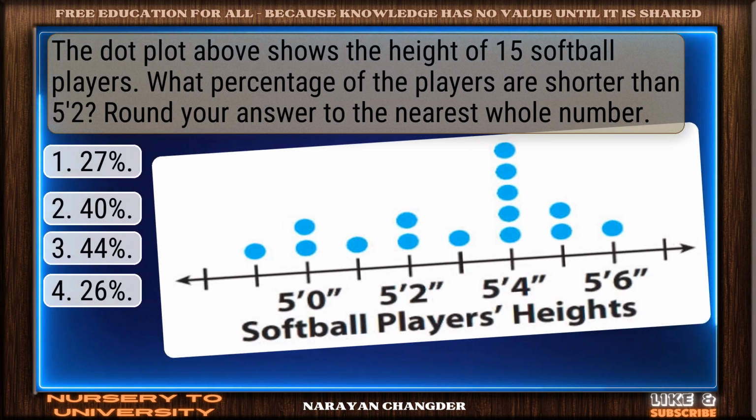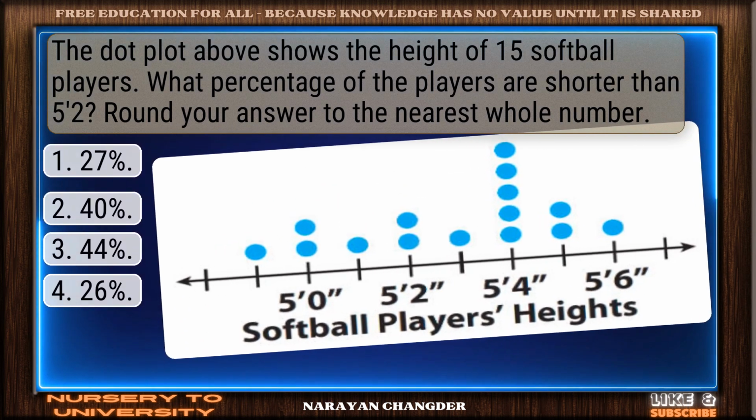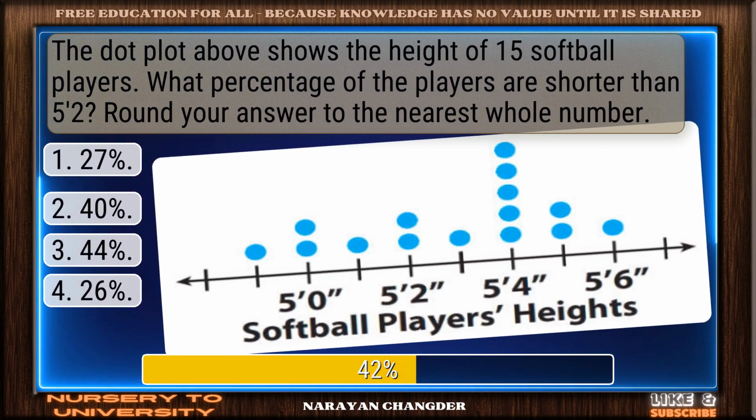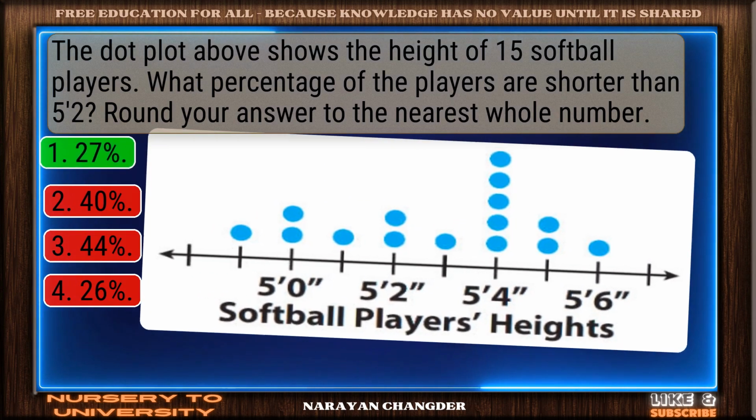The dot plot above shows the height of 15 softball players. What percentage of the players are shorter than 5'2"? Round your answer to the nearest whole number. Excellent choice. 27% is right.